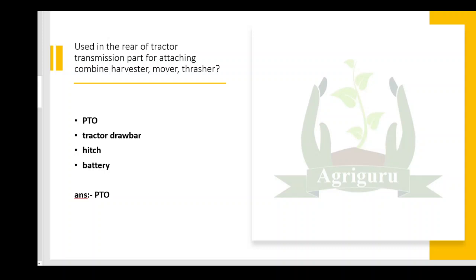So the hitch and battery is a big no-no. And then the first two, the PTO means power take off and the tractor drawbar. You may have confusion in these two, but the real answer is power take off, that is PTO. Tractor drawbar nahi hoga yahan pe.